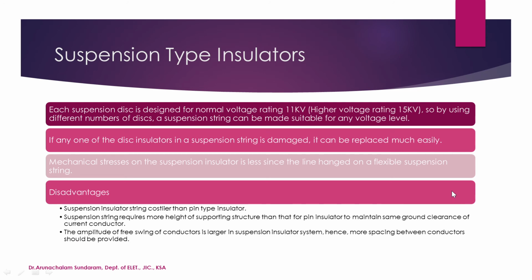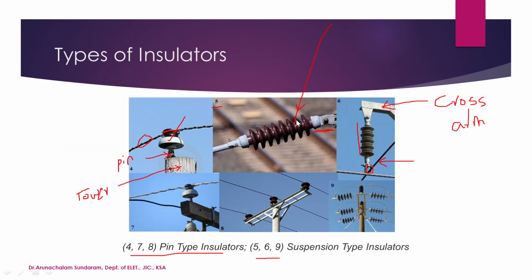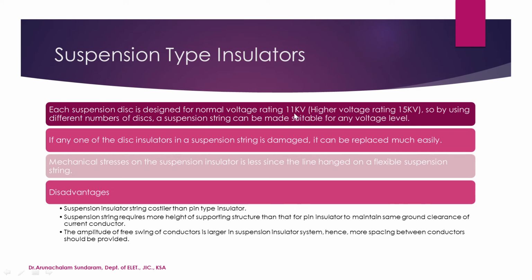In suspension type insulators, each insulating unit, each ring, is manufactured at a voltage rating of 11 kV, or you can manufacture it at 15 kV. For example, if I need a rating of 110 kV, how many individual units do I have to connect? I just take 10 insulating units of 11 kV and connect them as a string. So we can get a rating of 110 kV. By using a different number of discs, a suspension string can be made suitable for any voltage level.